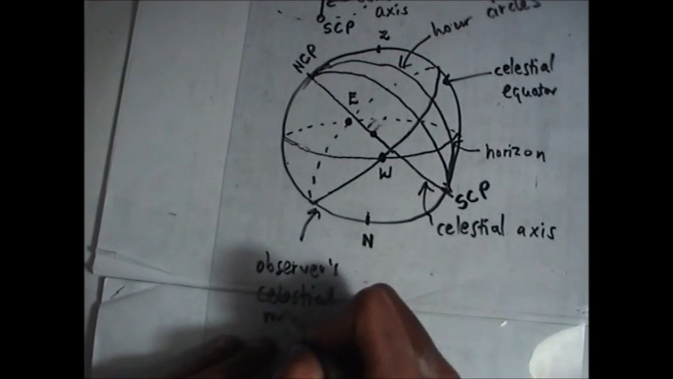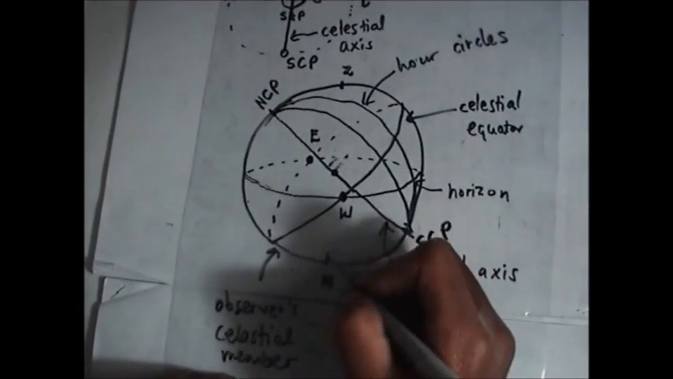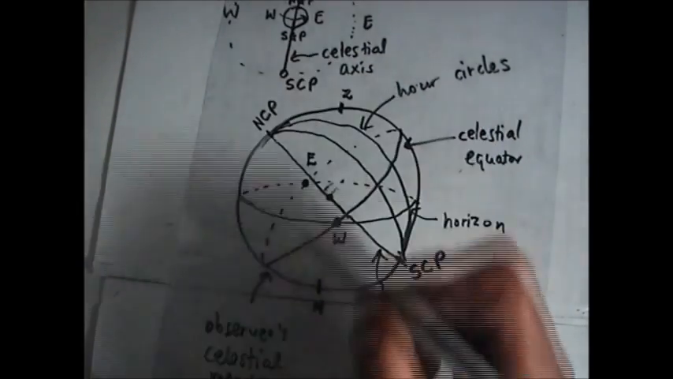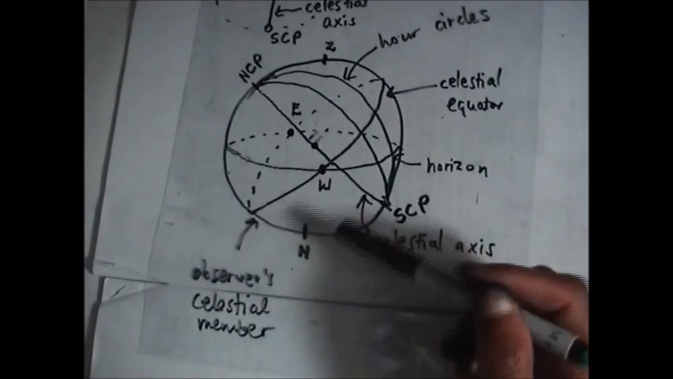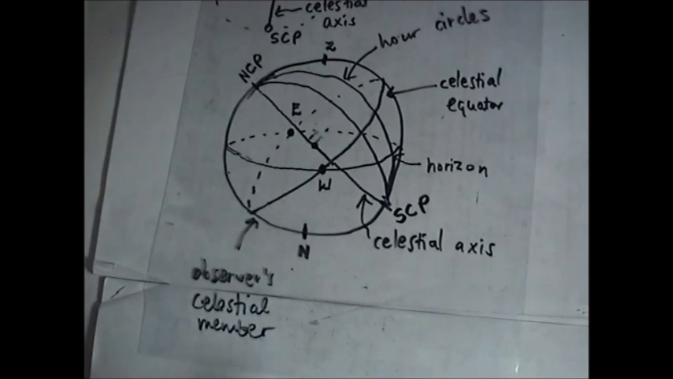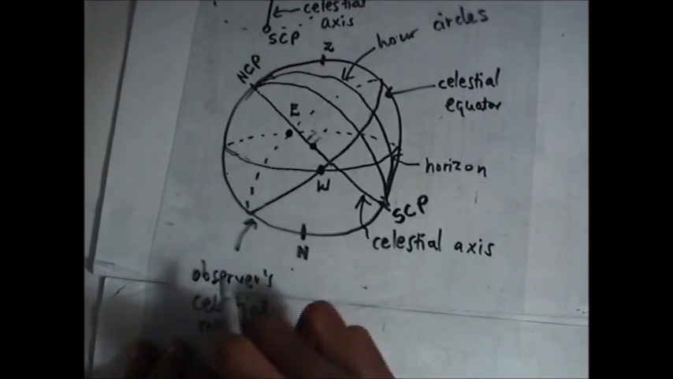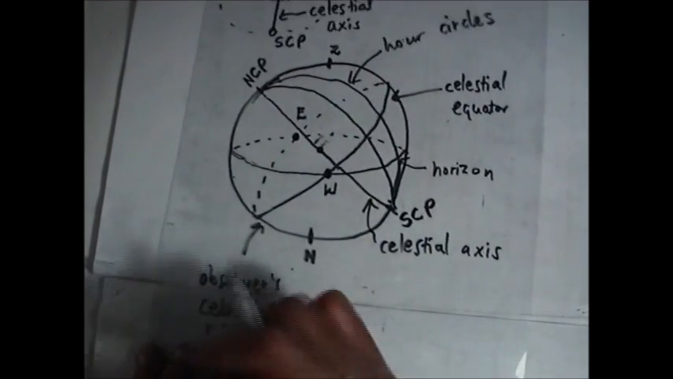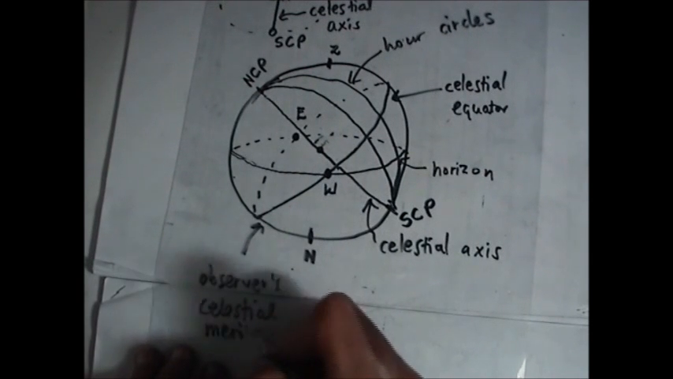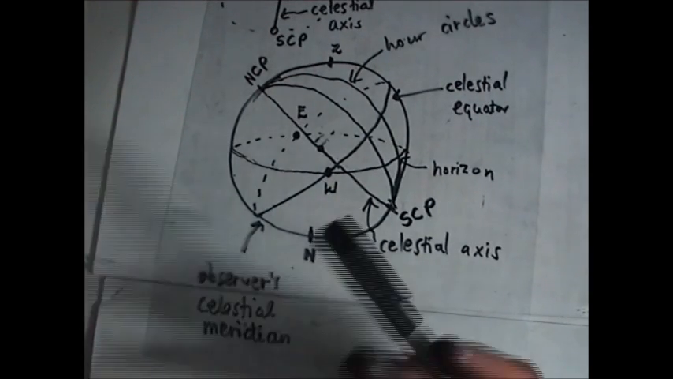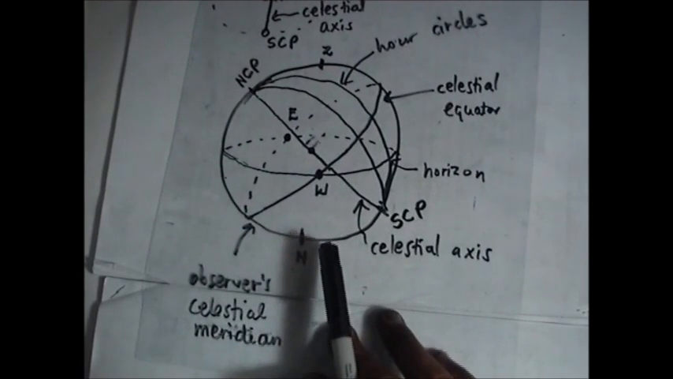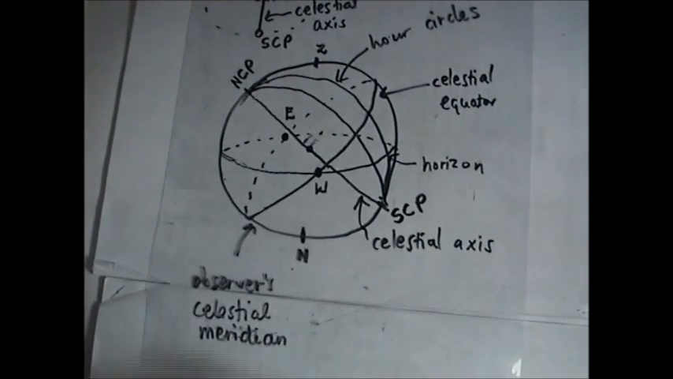The emphasis on observer is because it cuts through the zenith and the nadir, which are the 2 points that are specific to the observer. That's why there's this emphasis on observer celestial meridian, because they differ depending on the observer. So now that we've defined this, we've defined our celestial meridian.